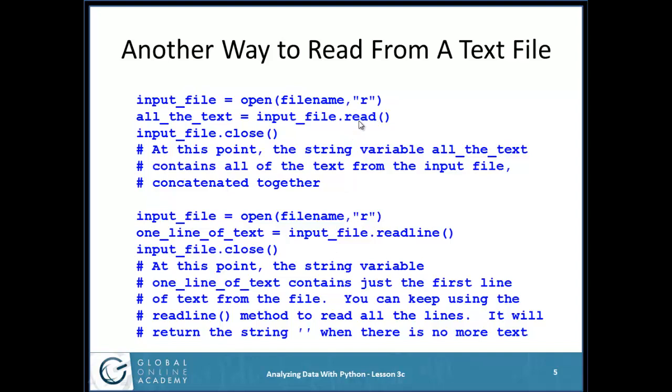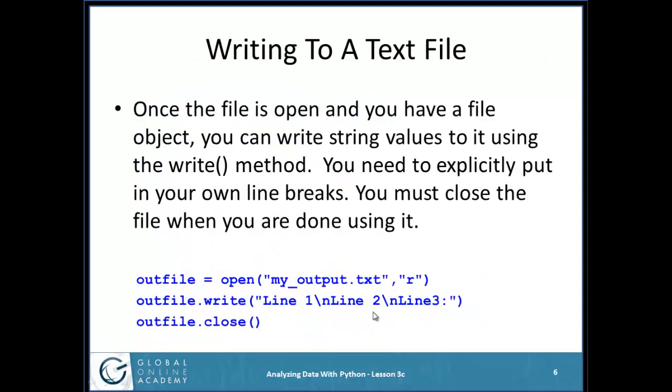Dot read reads an entire file. Dot read line reads up to the first new line character. You can keep using the read line method to read all the lines. You'll know when you're done if what comes back from dot read line is the string that contains no characters. The string quote quote has a length of 0.